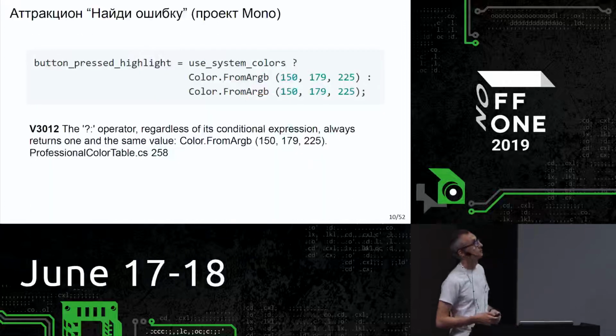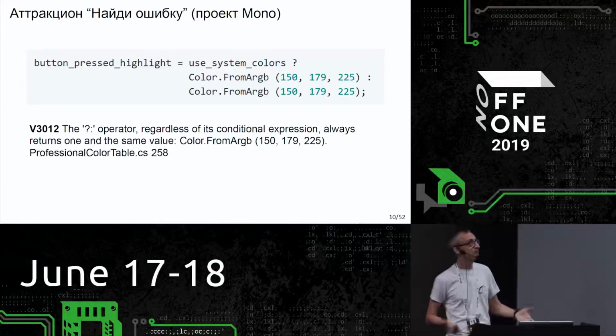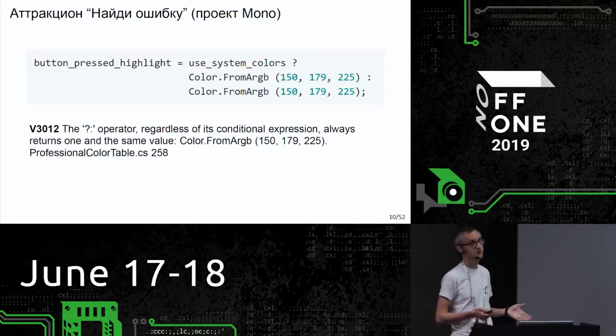It doesn't matter what condition you use, system colors, what will be the value of the change. This is the piece of the code. The same value will be assigned. Maybe this mistake may not be that critical, you know, okay, it'll be the same color assigned, for example.